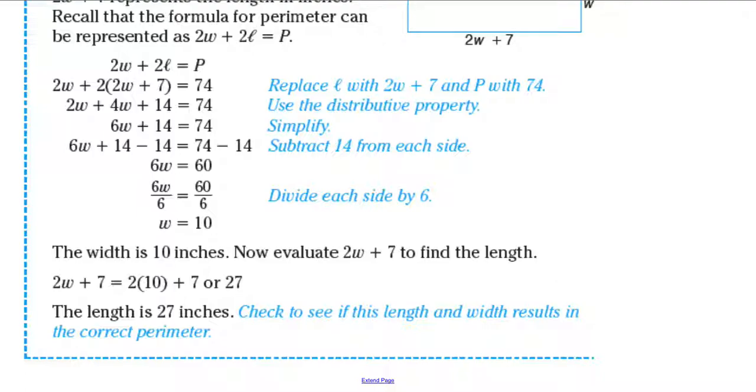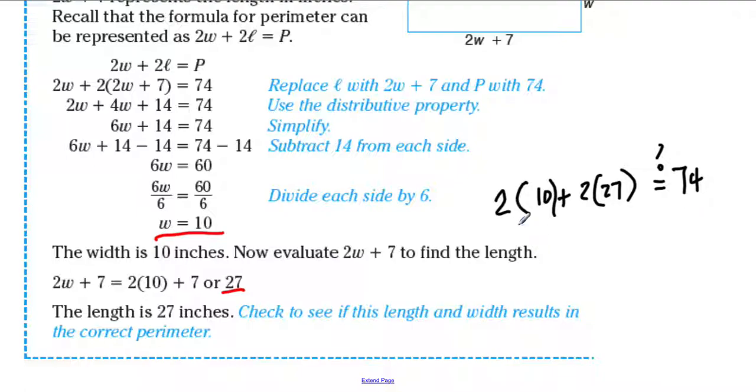Remember, this is our width and this is our length. So if you want to check your answer, you now have to do 2 times 10 plus 2 times 27. Will it be equal to 74? Okay, and this will be 20 plus 54 equal to 74. Of course, sorry, I said 75. Okay, so equal to 74, and we've checked our answer.